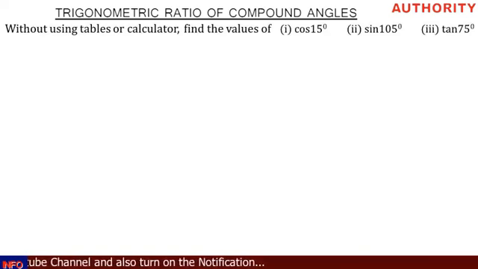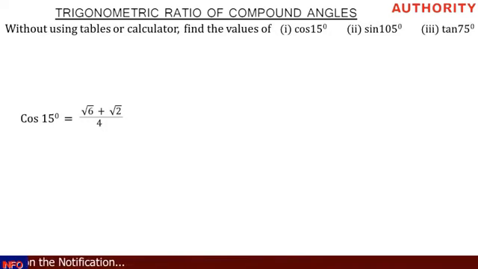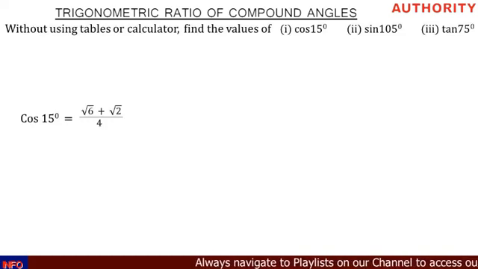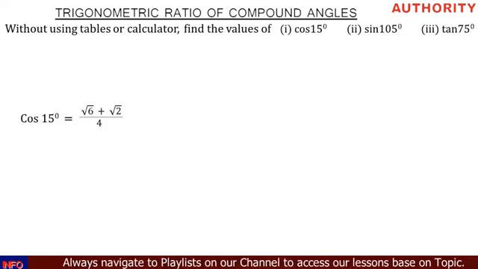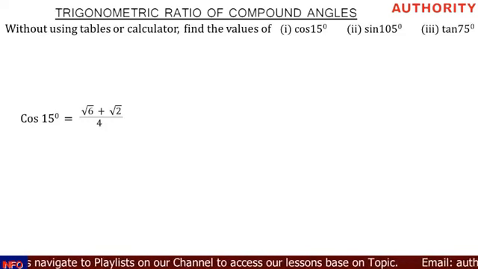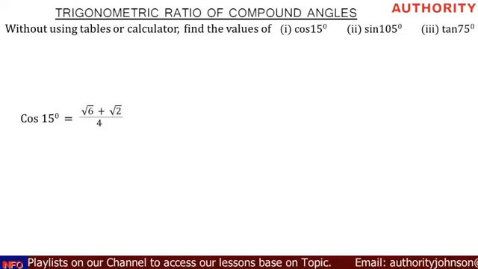When you bring your calculator and you punch cos 15 degrees, it's going to give you root 6 plus root 2 all over 4. Yes, that is what they're going to give you. But we are asked to solve for it without using calculator or without using table. So what can we do so that we will find the true value of cos 15 degrees, which will give us root 6 plus root 2 all over 4?